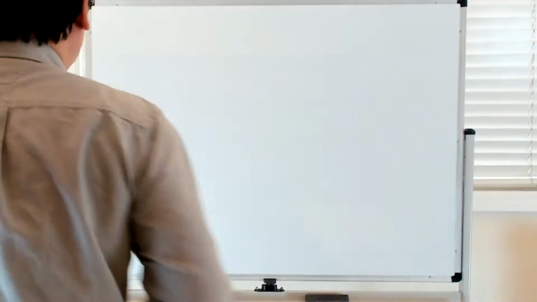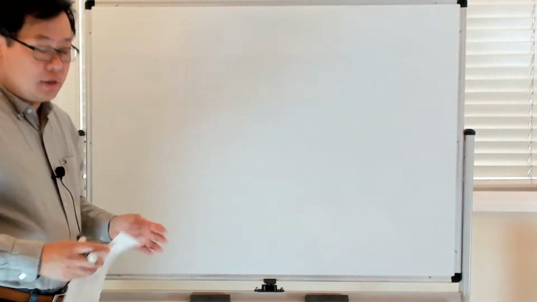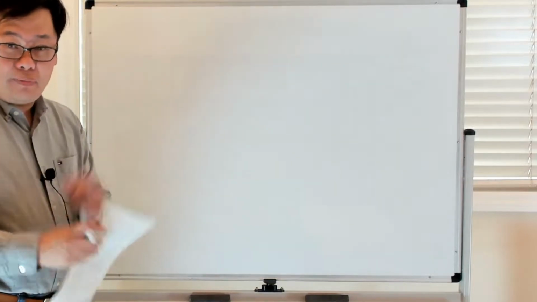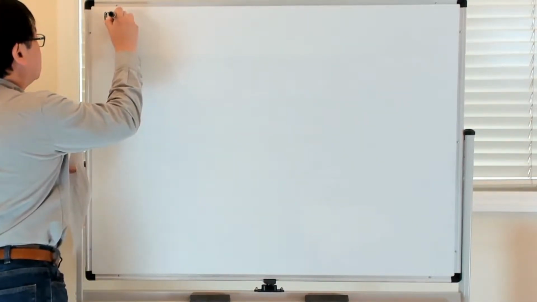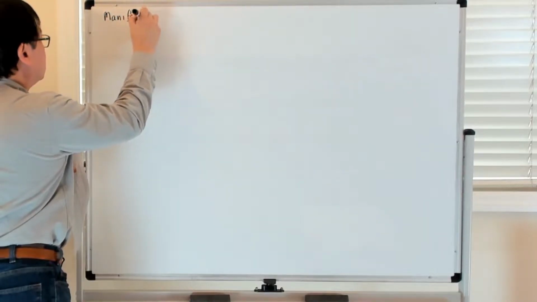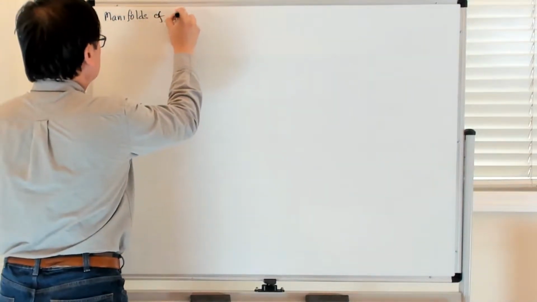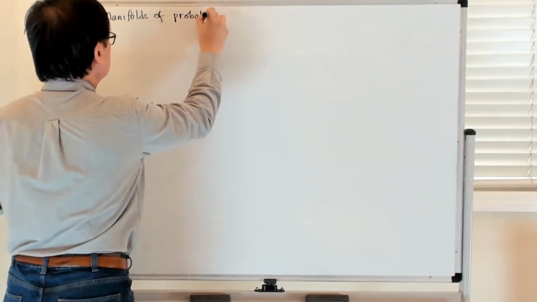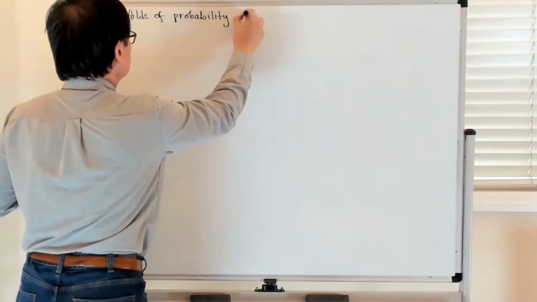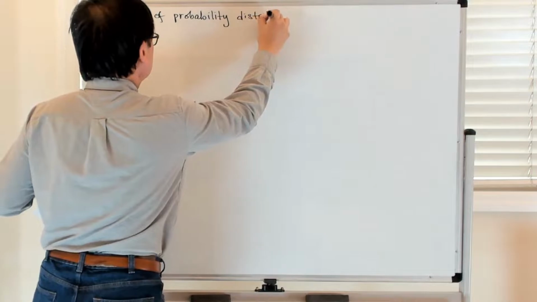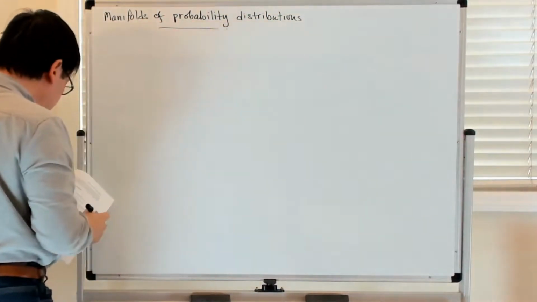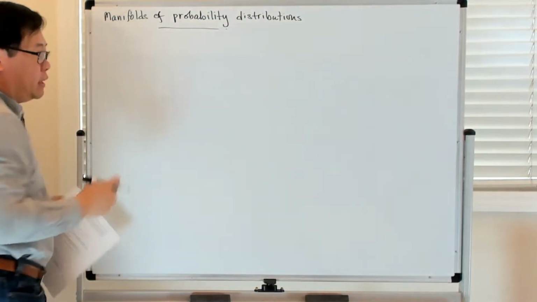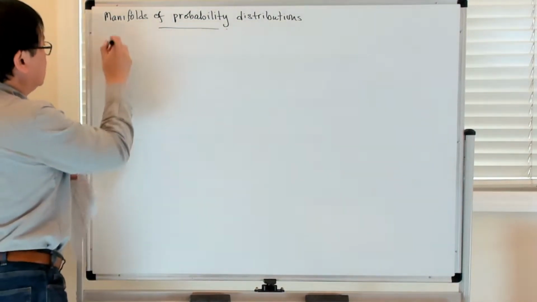All right, so now we're going to look at some examples of manifolds which arise in the context of manifolds of probability distributions. Okay, so one example obviously are Gaussian distributions.